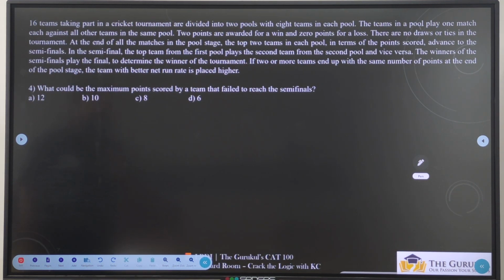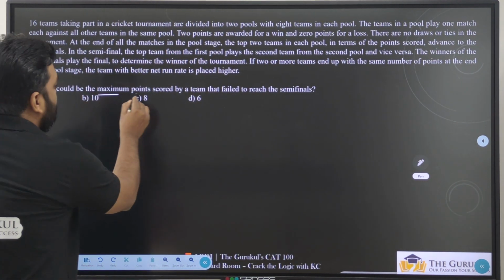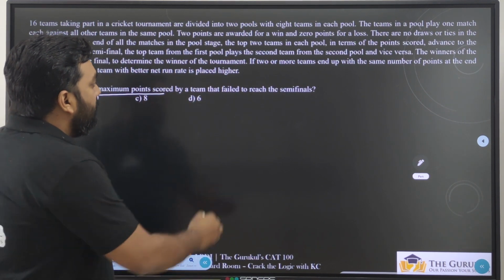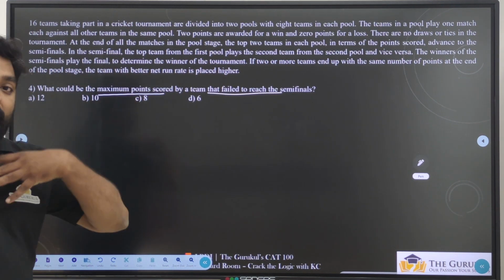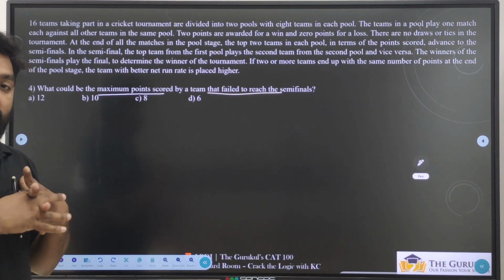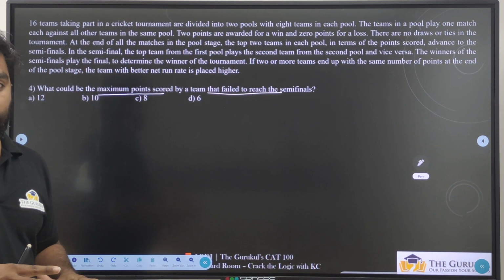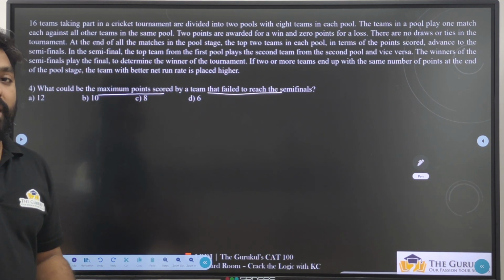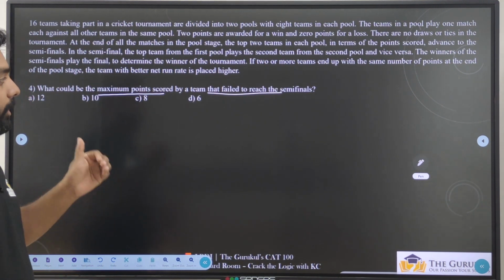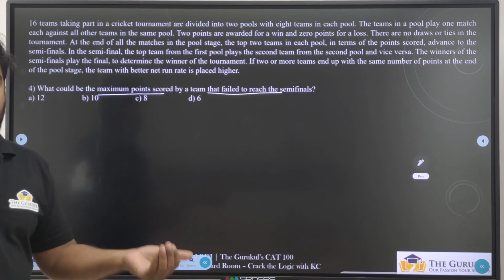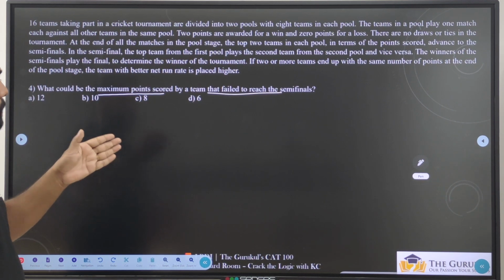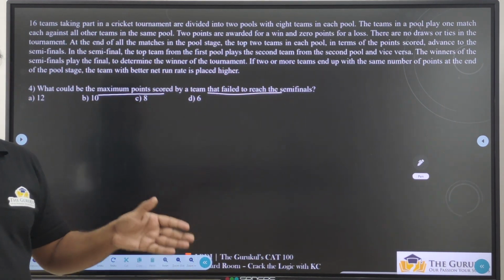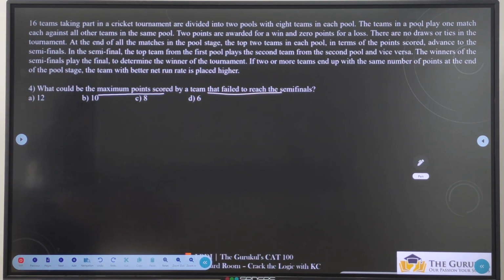Now the same question in reverse. What can be the maximum points scored by a team that failed to reach the semi-finals? So even if I am getting maximum points, even if I get equal points along with the highest topper, even after getting the highest points equivalent to the person who is going into semi-finals, I will get rejected. That is the question they are talking about, the maximum points scored by a team that failed to reach semi-finals.